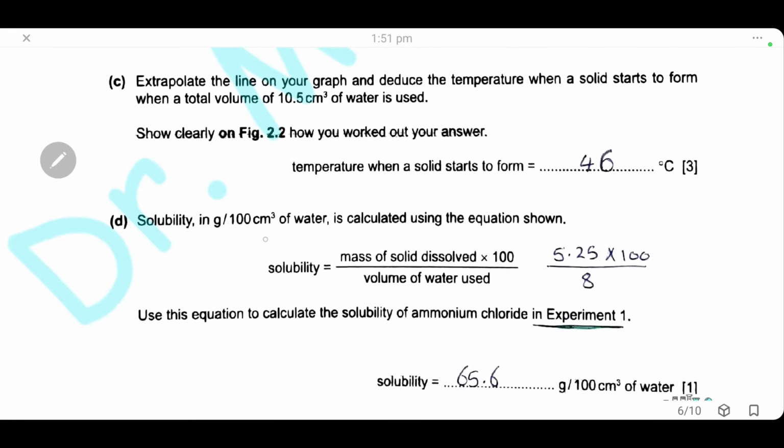Solubility in gram per 100 centimeter cube of water is calculated using the equation shown. Solubility equals the mass of the solid dissolved times 100 divided by the volume of water used. Use this equation to calculate the solubility of ammonium chloride in experiment 1. So in experiment 1, the mass of the solid is 5.25 grams times 100, and the volume of water used is 8. So we will use this calculation to find the solubility of ammonium chloride in experiment 1. It will be 65.6 gram per 100 centimeter cube of water.